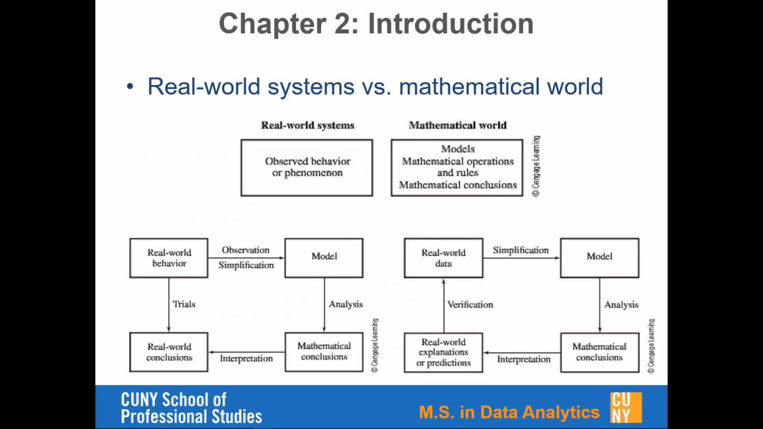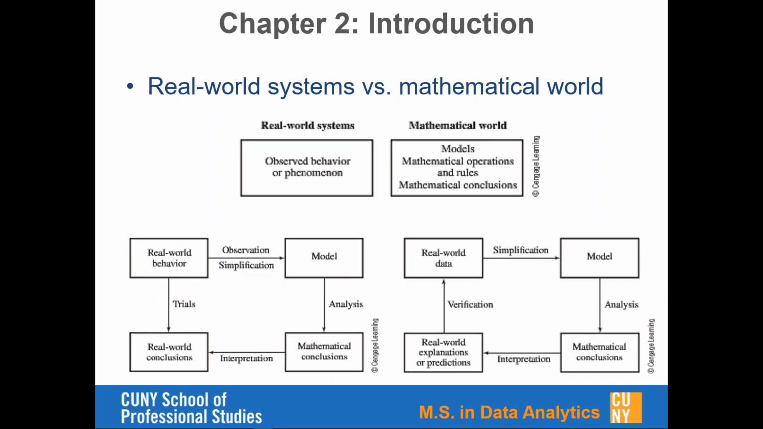And then here, I want to talk about, if you look at those 2, what's the difference? It's really in terms of real-world systems versus mathematical model. You can see that the real-world system is observed behavior or a phenomenon, and the mathematical world is the models you use to model it, some sort of mathematical operations or rules, and then at the end you should have mathematical conclusions.